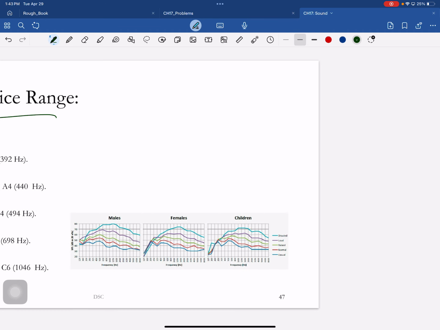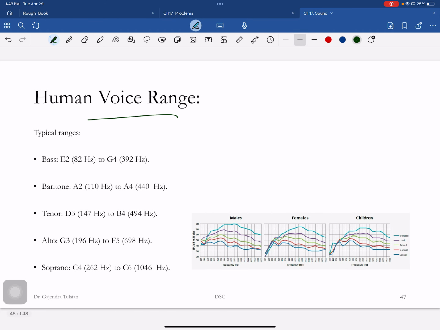This is the human voice range. Bass frequencies are that. A baritone is 110 hertz to 440 hertz. A tenor is that range. Alto is that. Remember, you can tell a frequency 0.3% higher. A soprano produces the highest frequencies in that range.